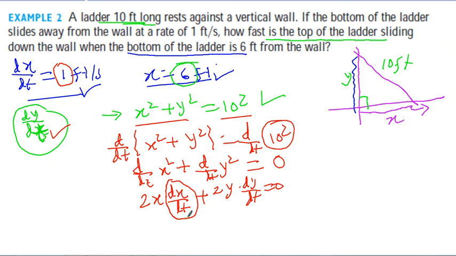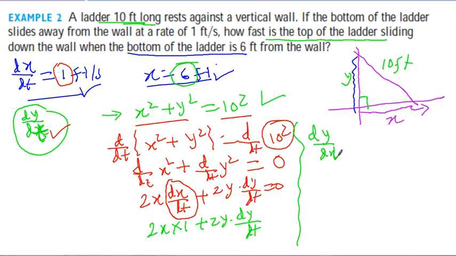So either I can use it right now or I can use it later, there is no problem. Here I am not using it, I will use it later. So this is 2x into 1 plus 2y into dy/dt. Now if I solve it, I get dy/dt equals minus 2x upon 2y, and the 2 cancels. dy/dt equals minus x by y.